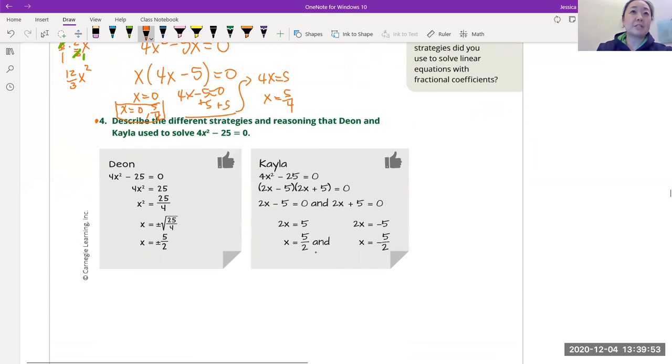We had just talked about this. This was just 2 different ways to solve the exact same problem. Dion uses just solve for x, right? And Kayla recognizes, oh, this is a difference of 2 squares, and then uses the zero product property and then solves for x. Either way, you're going to get the same answer.